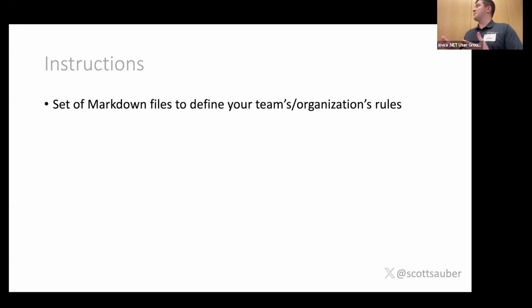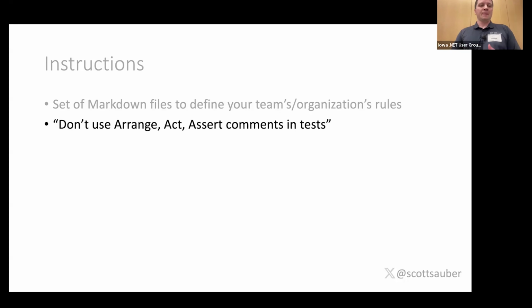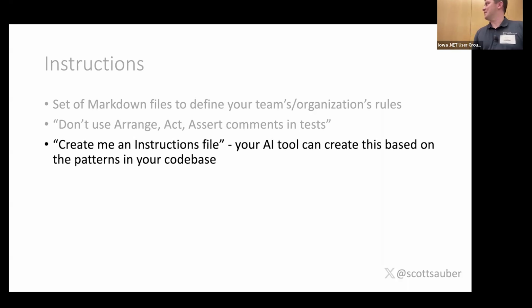So instructions are just a set of markdown files to determine your team's coding patterns, architecture patterns, those kinds of things. And you can also set it at an org level too if you want. So if you want all the teams to do these kinds of things, like in GitHub, you can do that. For instance, in my opinion, I don't like having arrange, act, assert comments when I'm writing tests. And AI tools love having arrange, act, assert comments in tests. So that's one of the first things I'll throw in an instructions file: don't do that. It listens to me most of the time, probably 95% of the time.